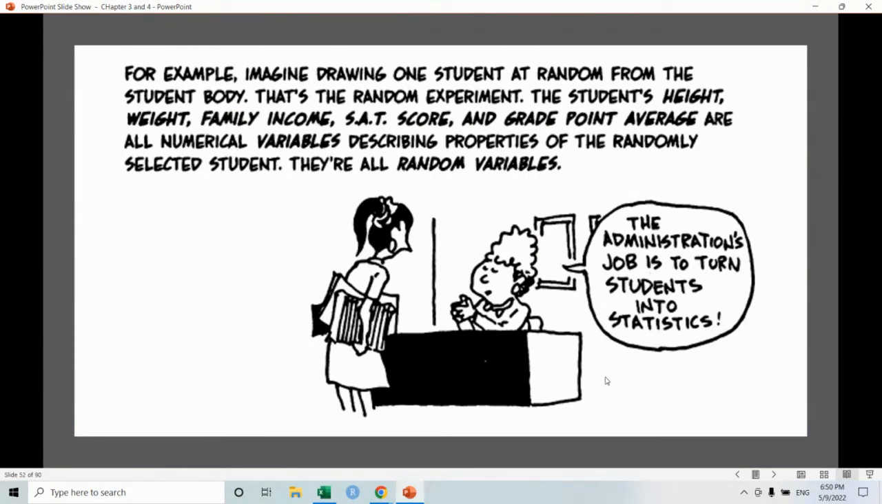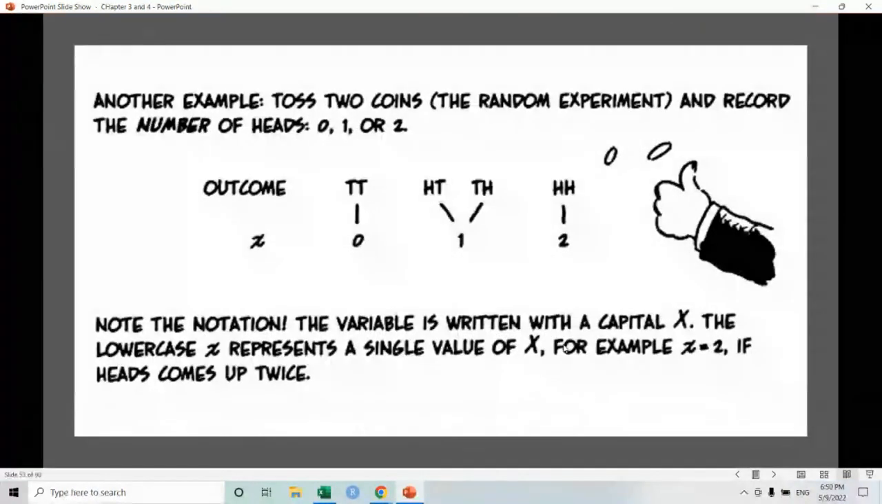So the administration's job is to turn students into statistics. Not JU, though.